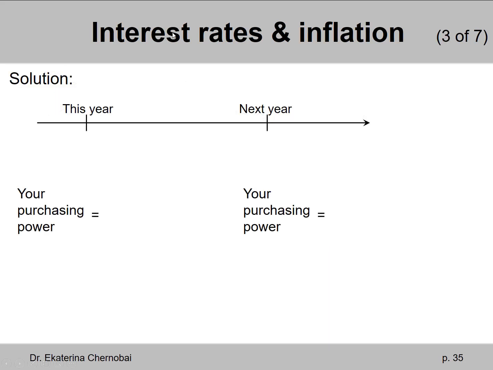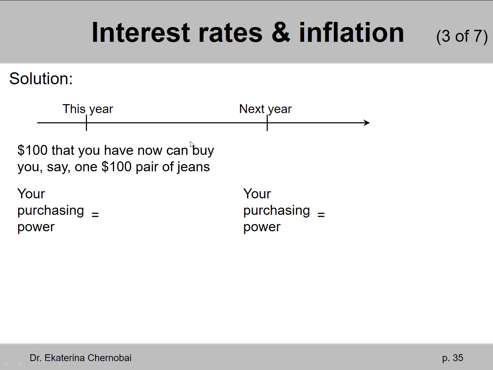So let's imagine this timeline with 2 points of time marked on it, this year or right now, and next year, 1 year later. And let's talk about this whole purchasing power concept. What it really means is how much stuff you can buy, so in units. For example, let's say you're buying jeans, and since we're talking about $100 to be put in your bank account, let's say to buy one pair of jeans today, you would need to spend $100.